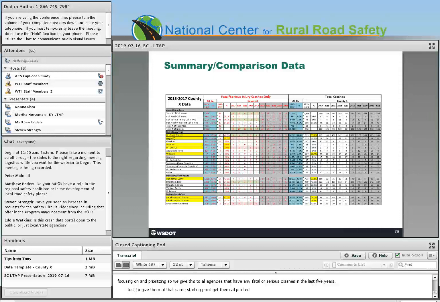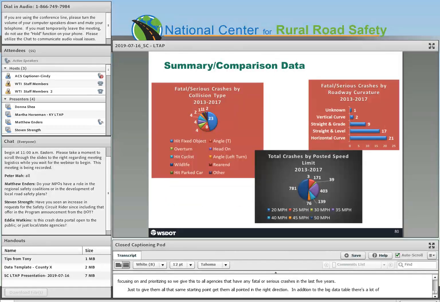In addition to the big data table, that's a lot of numbers to look at if you don't love staring at data in large numbers like that, we also provide them with graphics. So there's a chart or a graph that goes with every element in that large table of data so they can get that information visually. It's broken down, again, by fatal or serious, the ones that are in more of a red background, versus total crashes, the ones with a black background.